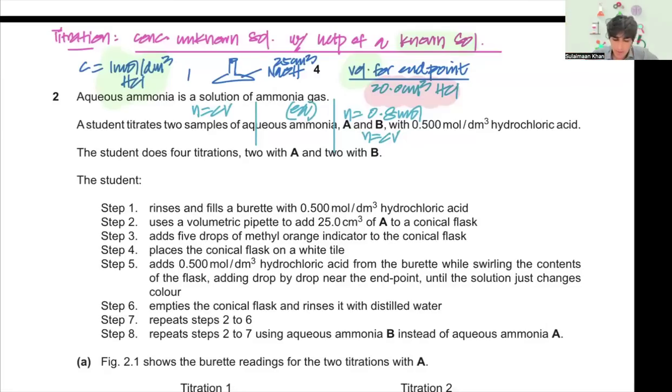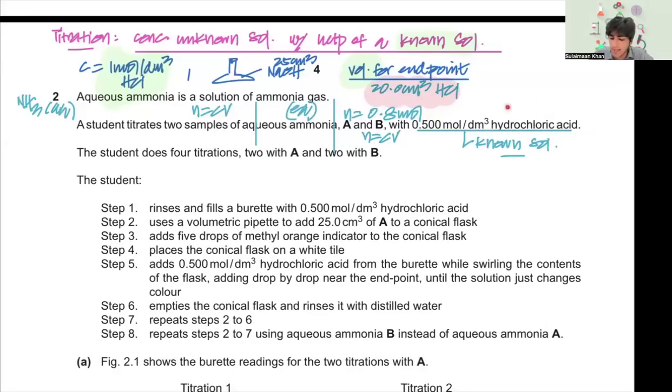Now let's see. Aqueous ammonia, which is NH3 aqueous right here. Aqueous ammonia is a solution of ammonia gas. A student titrates two samples of aqueous ammonia, A and B, with 0.5 mole per dm cube of hydrochloric acid. What does this mean? This is our known solution, right? And what you need to realize is that the entire titration experiment is carried out. Why? To figure out the volume of hydrochloric acid used.